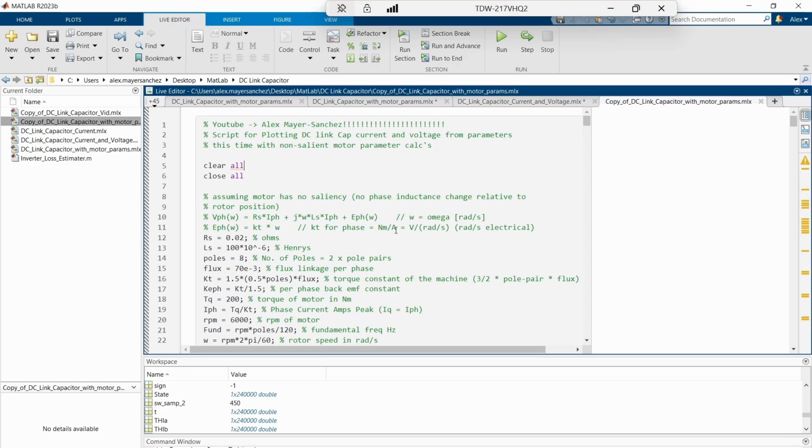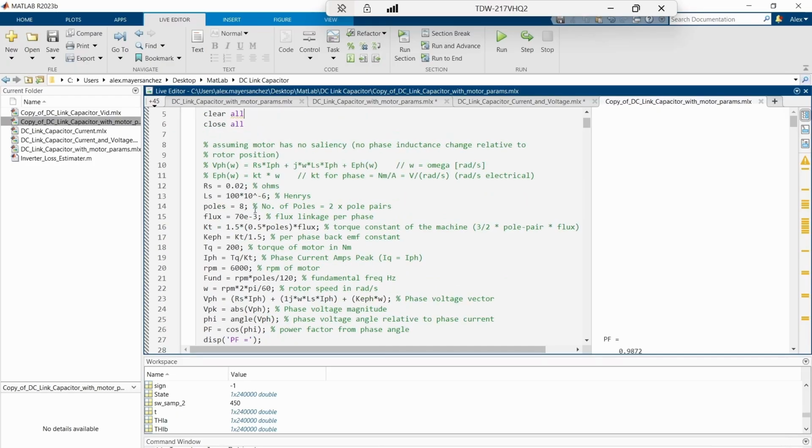This calculation is for a non-salient pole motor. A salient pole motor basically means the inductance of the motor actually changes based on the rotor position. That would affect our calculation of the power factor and modulation index if there was saliency of the poles, but we're assuming no saliency, which makes all the controls easier. So here are the motor parameters.